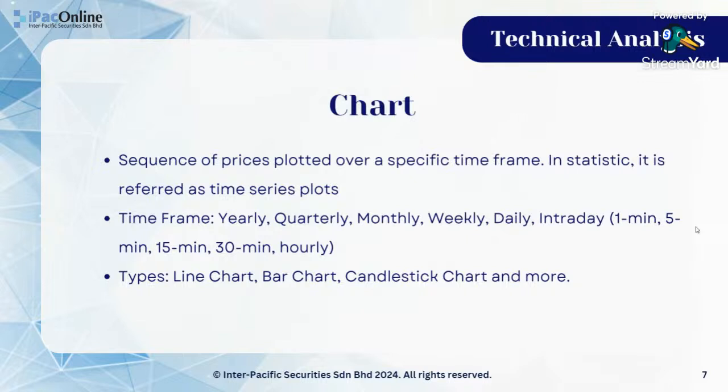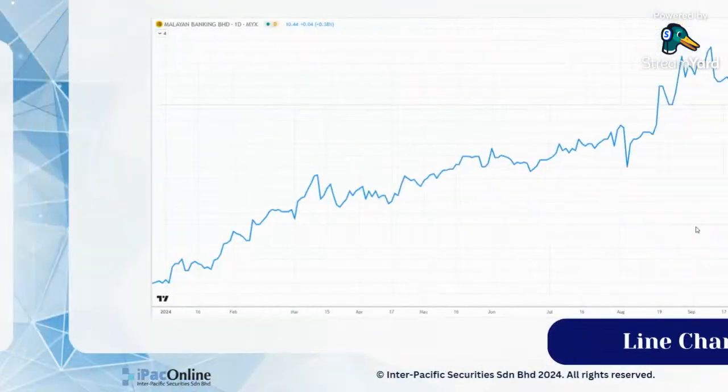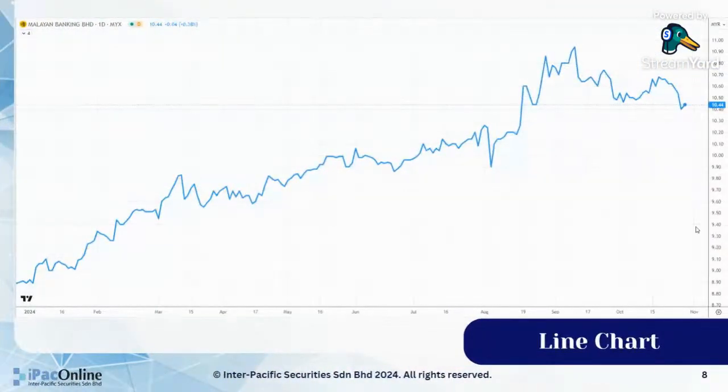So basically when it comes to technical analysis, we will always be involved with charts. Charts are basically time series plots. We have different time frames and also different types of charts, for example line charts, which are good to identify the trend. We can see from the Maybank line chart right over here, it's a very strong uptrend. And right now we are not seeing Maybank continue to break higher.